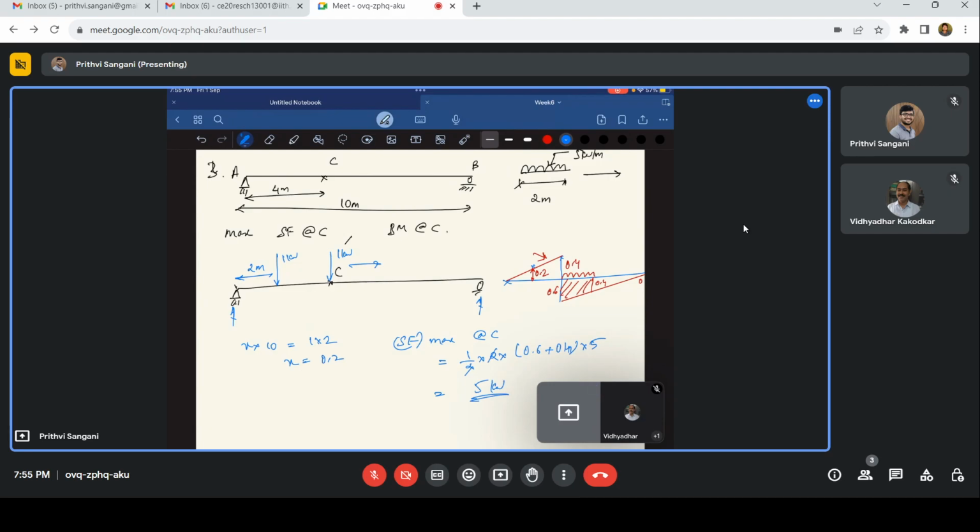Okay. So yeah, maximum shear force we are able to get as 5 kilonewtons. If you are placing it somewhere in this span, you will not get the maximum shear force. And if you are placing some part on the left of C and some part on the right of C, even then you are not going to get the maximum shear force at C. So the only way is to place the moving live load from C to B, starting from C.